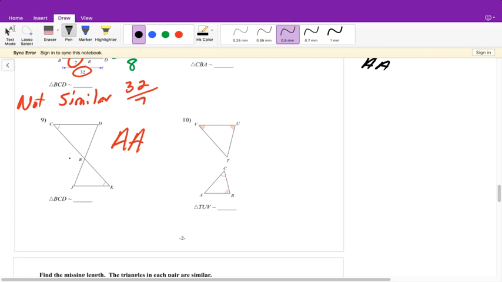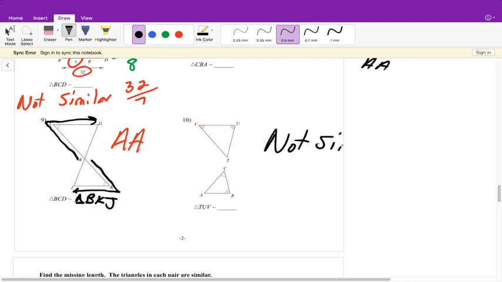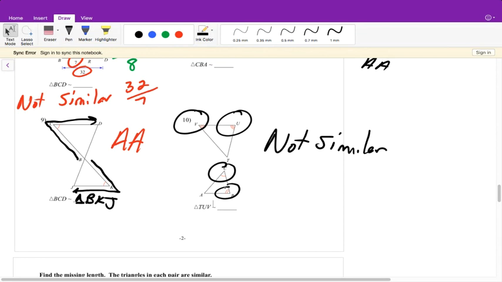They went BCD, so they went from the vertical angle to the arc mark to the non-arc mark. So it's got to do BKJ, so triangle BKJ. For this one, the answer is not similar. You may think it is because you're seeing that triangles or angles have arc marks, but this has 4, this has 3, this has 1, this has 2. None of them have the same arc mark, so none of them are equal to each other.